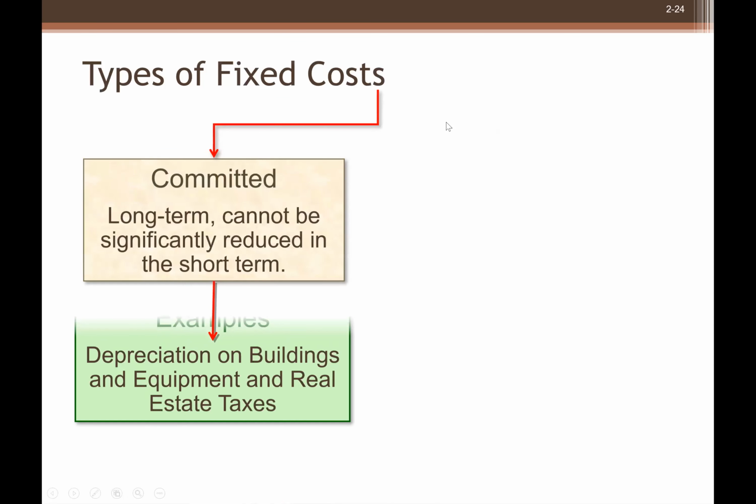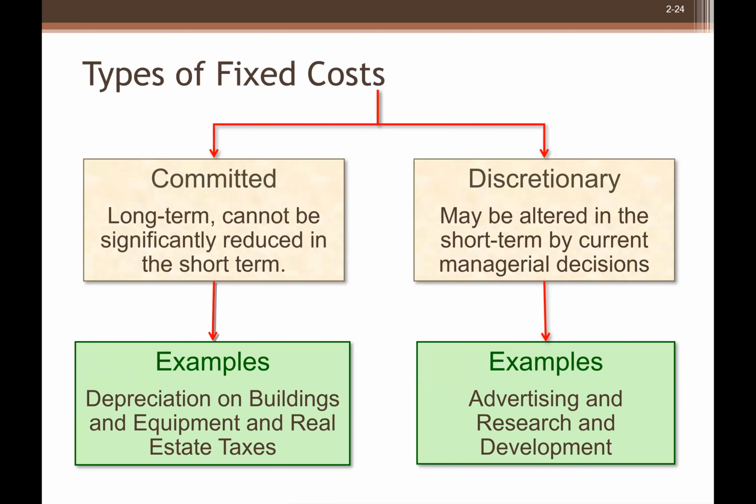Now here comes a new thing: do we have types of fixed costs? Yes. Number one is committed. Number two, discretionary. Committed means it's long term and cannot be significantly reduced in the short term. Simple. You have already committed for 10 years, or 5 years, or 20 years, that's it.